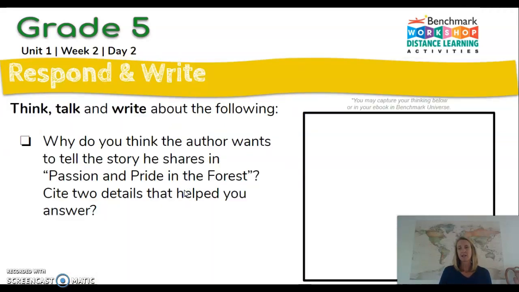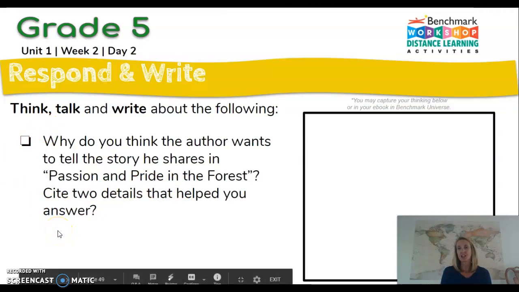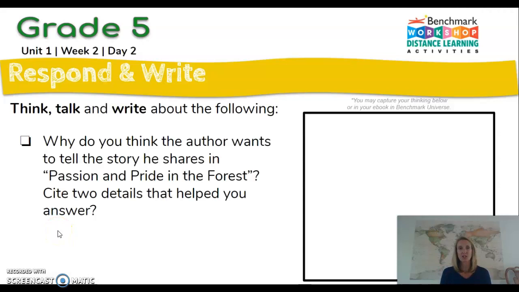And then part 2 of your assignment. This will be done right in Kami. You'll see a connection or a link to the assignment in your Schoology account. And this is going to get us to start thinking about, why did the author write this? It says, why do you think the author wants to tell the story he shares in Passion and Pride in the Forest? Cite 2 details that helped you answer.